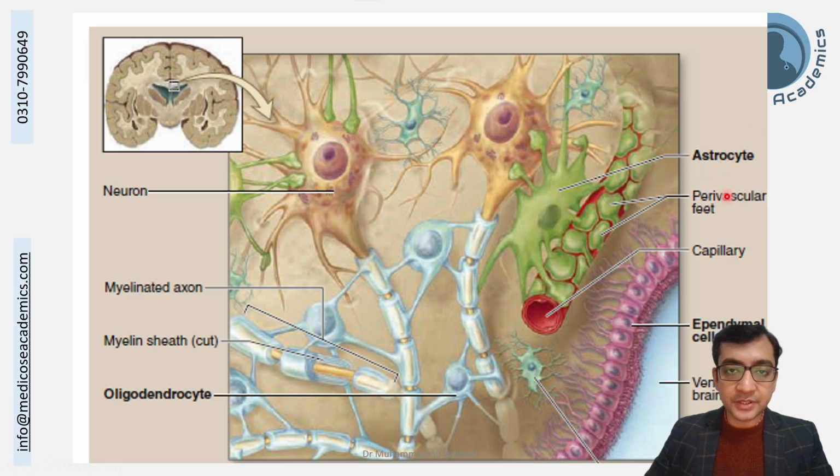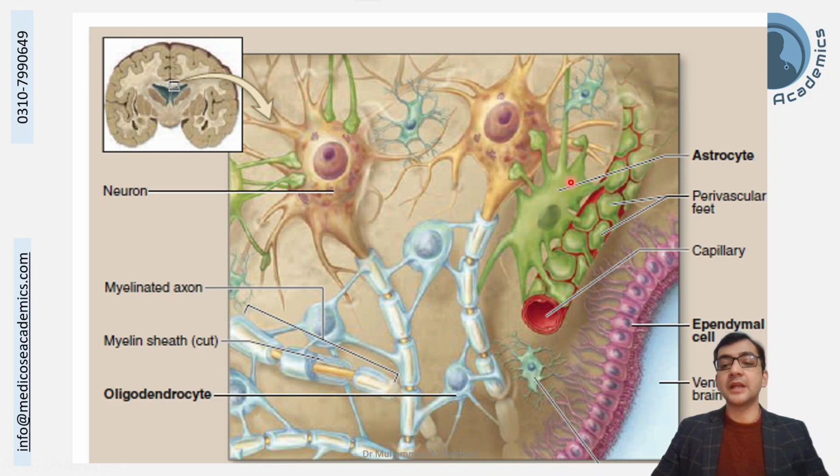Now this is a picture again from Gartner and Hiatt's histology showing the cells in the central nervous system. Shown in light blue color, these are the oligodendrocytes. These are basically the insulating, myelinating cells in the central nervous system. You can see the difference from the Schwann cells: they are not faithful like Schwann cells, and one oligodendrocyte connects to a large number of axons. But they have the same function, the same nodes, the same internodal area and everything.